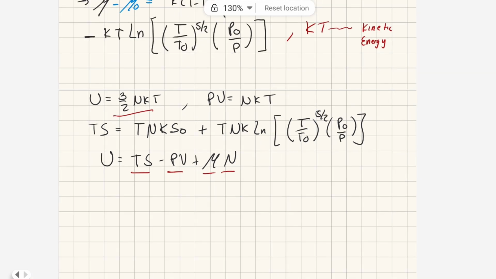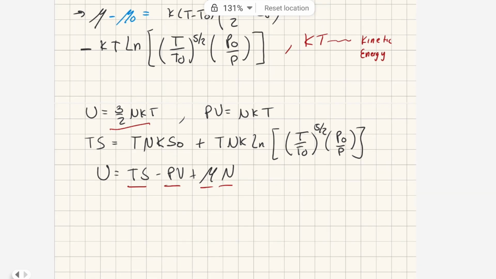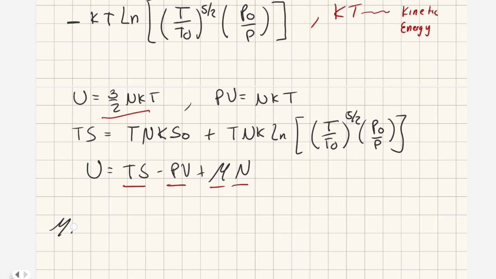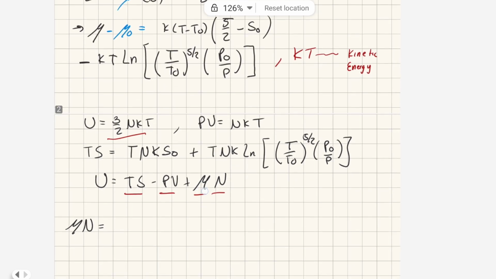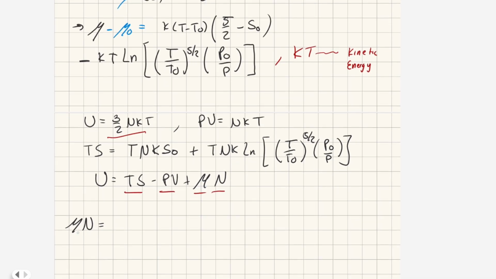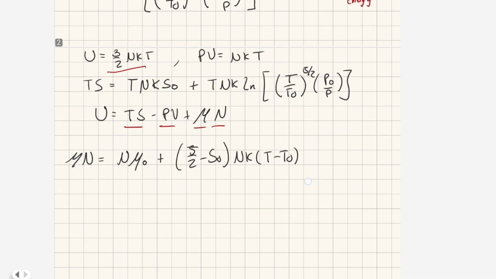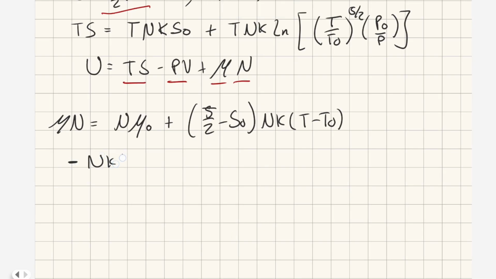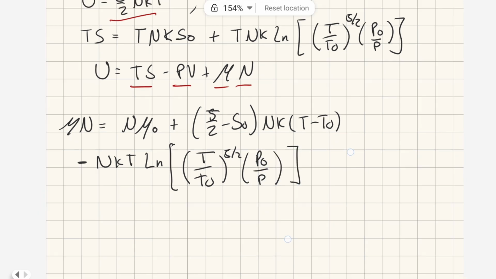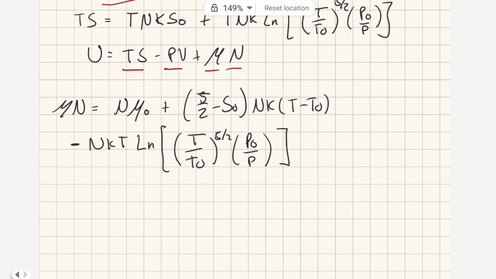Okay, so first of all, we are going to establish what is μn. From the result that we just got, we have that μn is equal to nμ0 plus (5/2 − S0)nk times (T − T0), minus nkT times the natural log of (T/T0)^(5/2) P0/P, like this. Okay, so now we are going to construct the Euler equation.